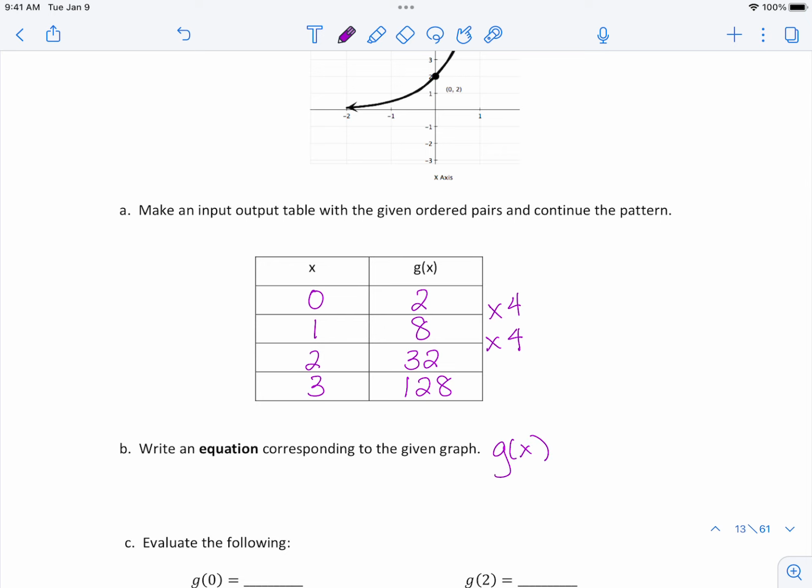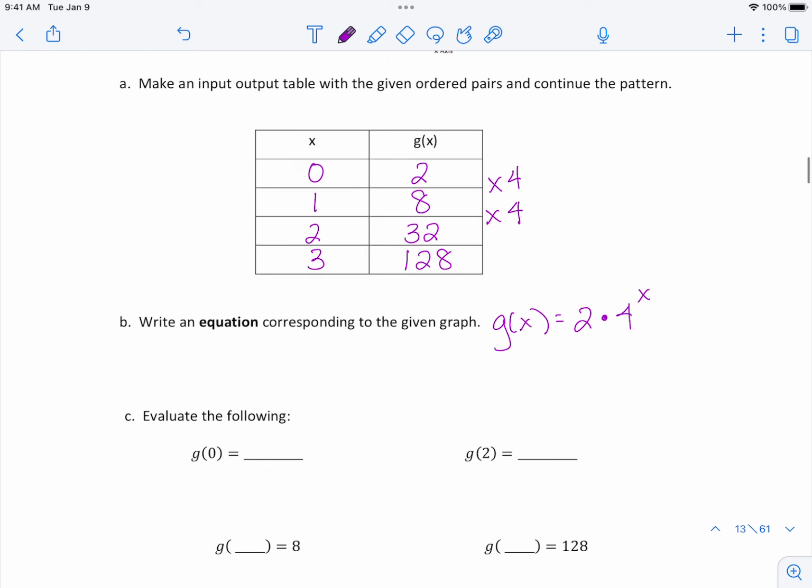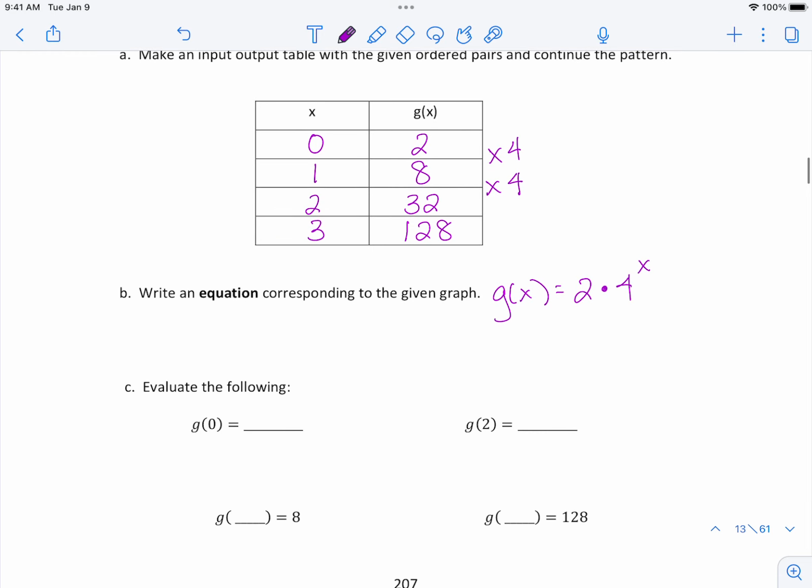So I'm going to say g of x equals our initial value, 2, times our multiplier, 4, to the x power. If we evaluate the following, g of 0, the value of the function at 0 is 2. g of 2 equals, we can see, 32.